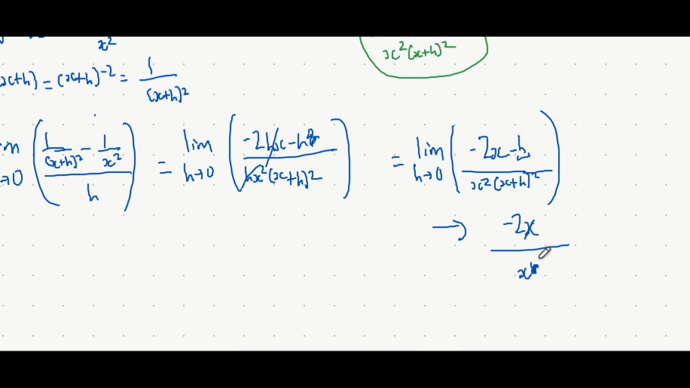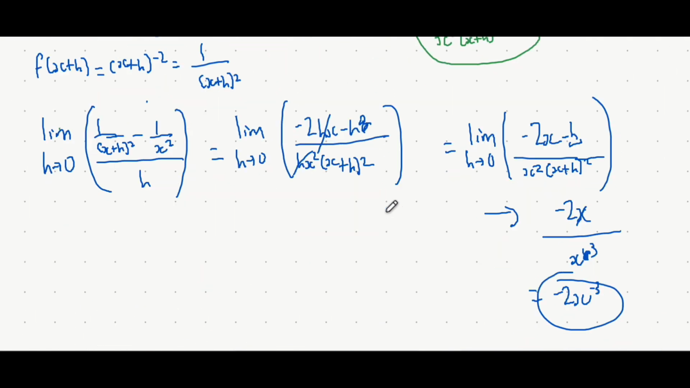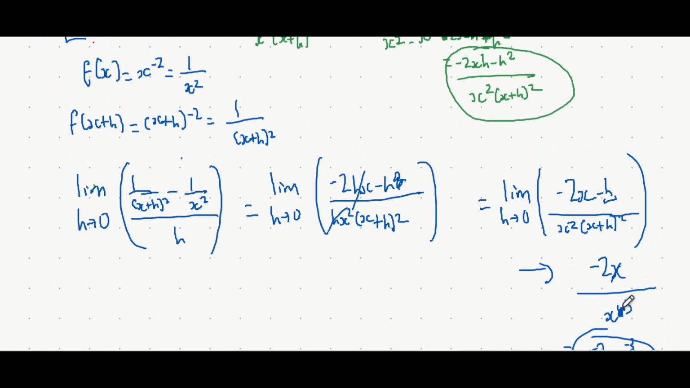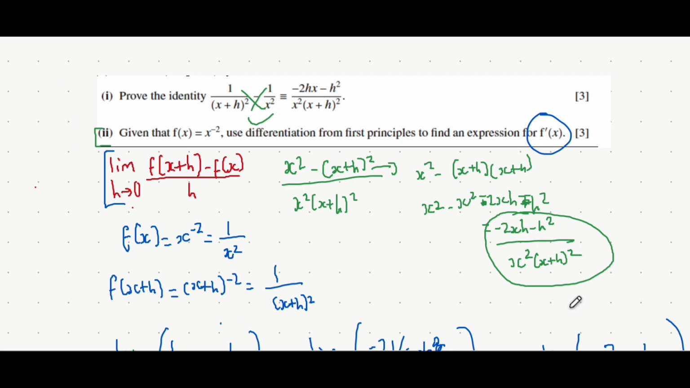Cancelling out a power of x, we get that this is minus 2x to the power of minus 3, which is correct because x to the minus 2 just differentiates to minus 2x to the minus 3. And we've shown that this is true now by differentiating from first principles.